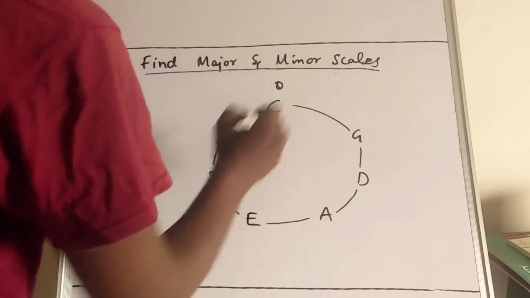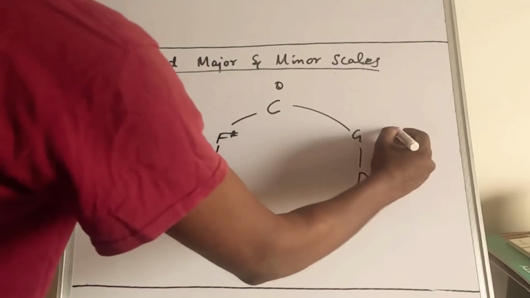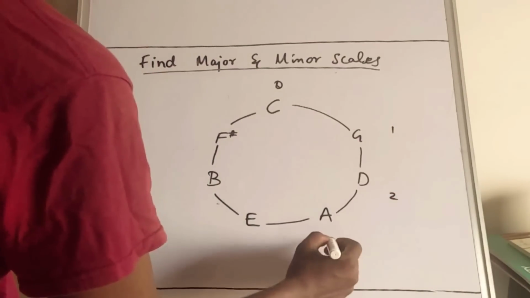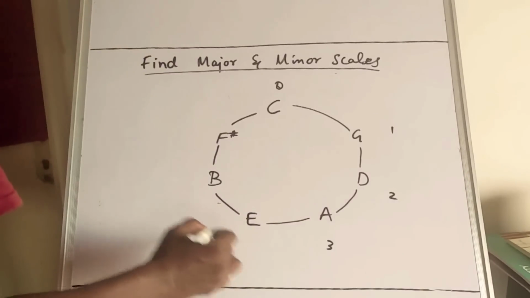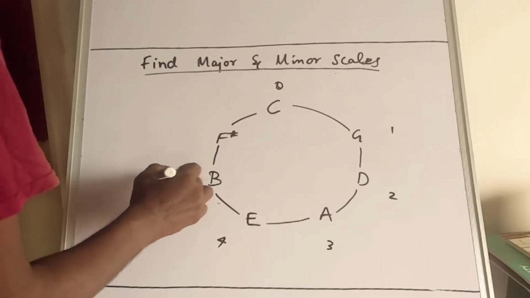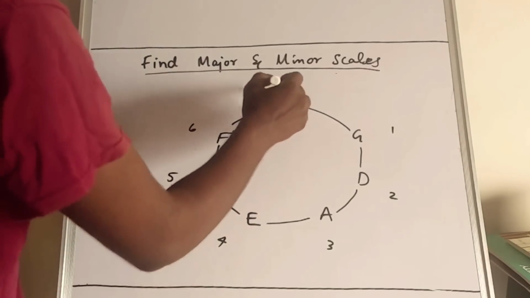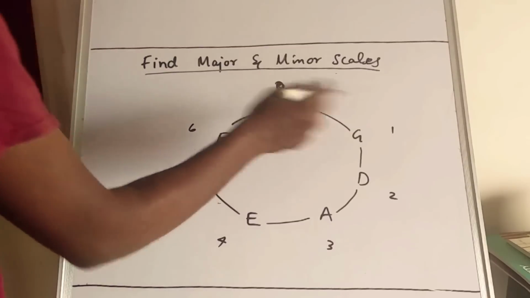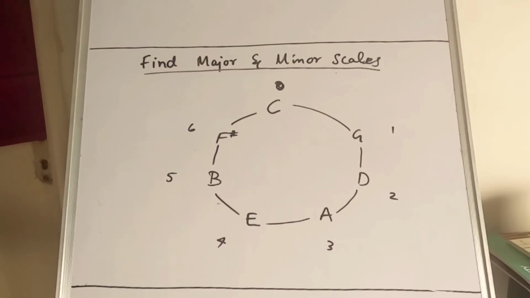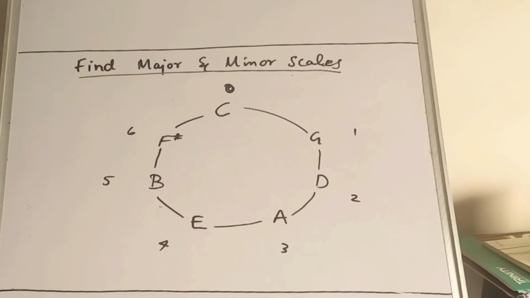C has 0 sharps, G has 1 sharp, D has 2 sharps, A 3, E 4, and B has 5 sharps, and F sharp has 6 sharps in it. Now let's know what is the sharp which G has. Now C has no sharps in it, so it's okay. But when it comes to G, it has 1 sharp. Now how do we know what is that sharp? Now there is a method that we use to find this.